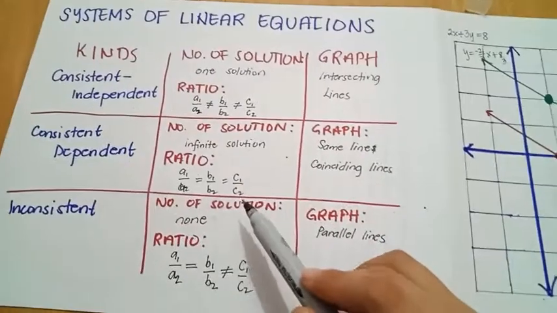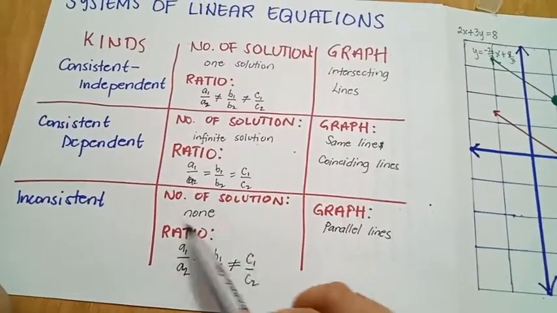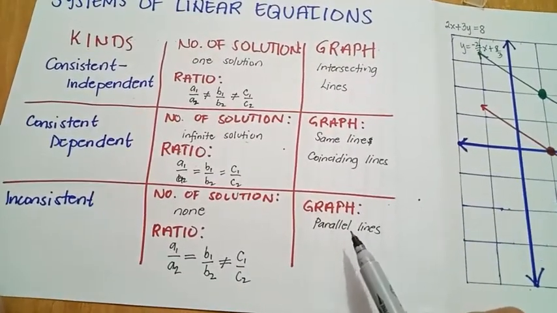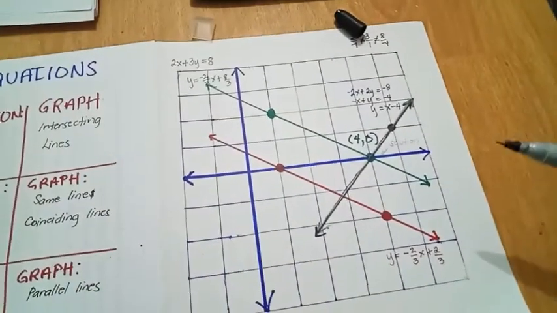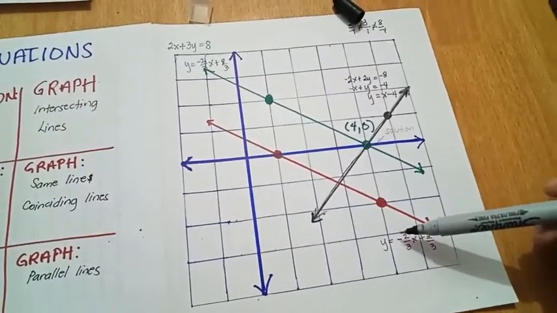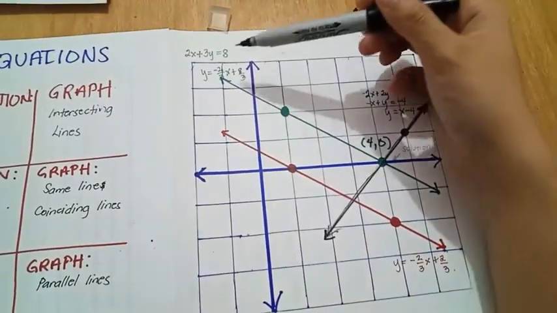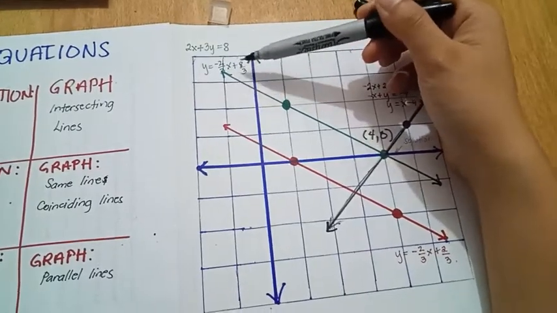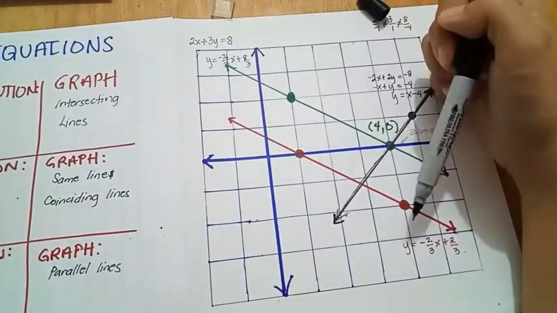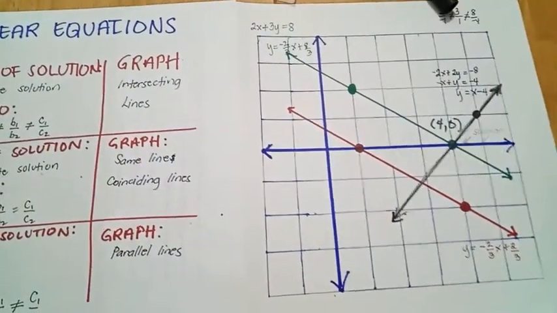Okay? Then, for the inconsistent, these are systems having no solution. Bakit? Because their graph are parallel lines. Okay? For example, pag sinabing parallel lines, these are lines having the same slope. So we have here y equals negative 2/3 x plus 2/3 and y equals negative 2/3 x plus 8/3. Okay? So they have the same slope, different y-intercepts. So we can say that they are parallel lines.